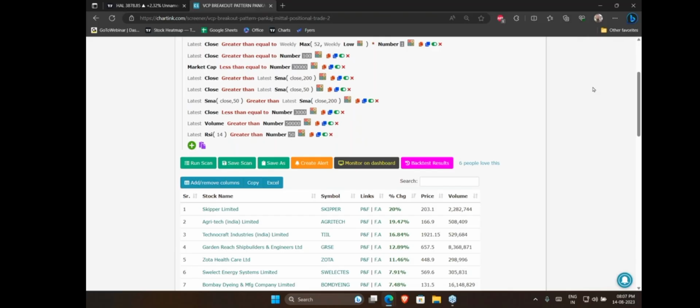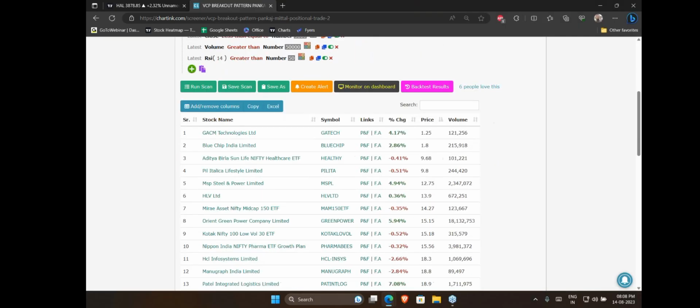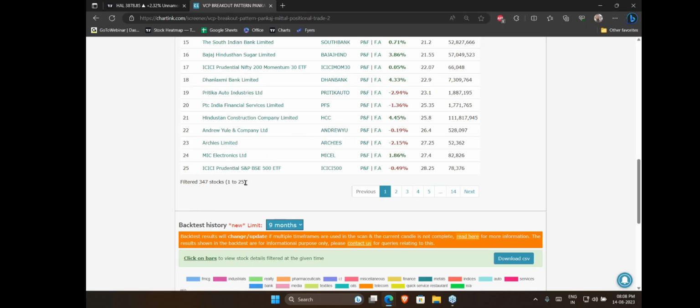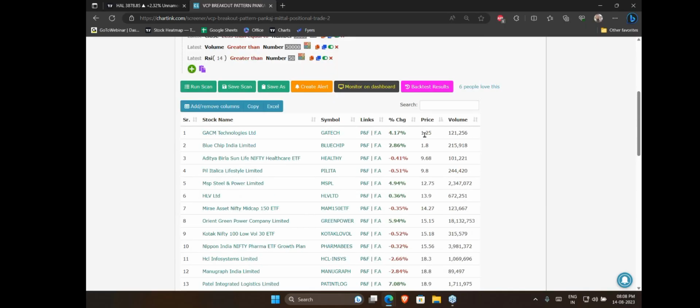So Manish, first candle I explained in the previous session. So latest close greater than, okay. So have a look at this. Earlier the number was less, now the number is total 347, and we have stocks like this. GSEM technology that stand at 1.25 rupees. Is it tradable? क्या हम GSEM इंडस्ट्री ब्लू चिप इंडिया लिमिटेड को ट्रेड कर सकते हैं? आदित्य बिल्डर, PIL इटालिका लाइफस्टाइल लिमिटेड, Pilita. So can we trade this? No, we can't trade this. Neither intraday nor positional. ना तो इंट्राडे कर सकते हैं ना पोजिशनल कर सकते हैं.